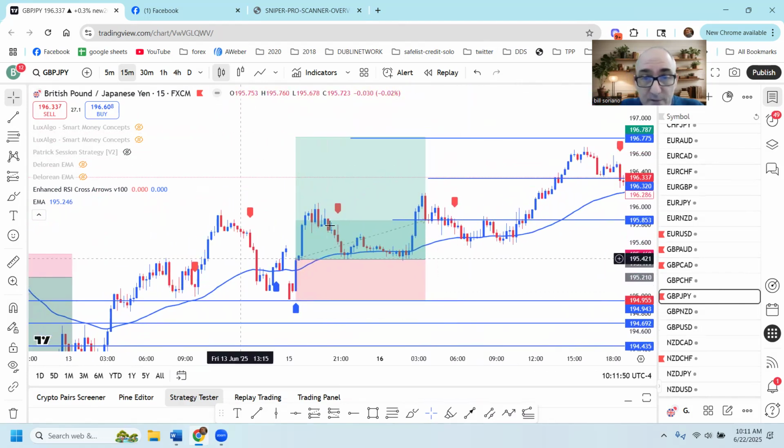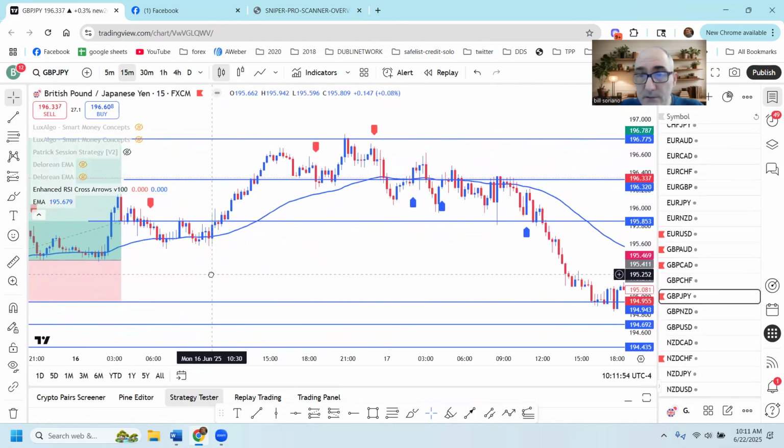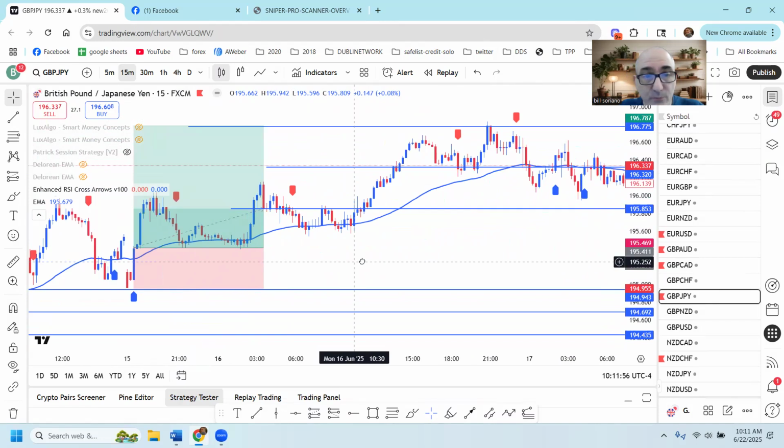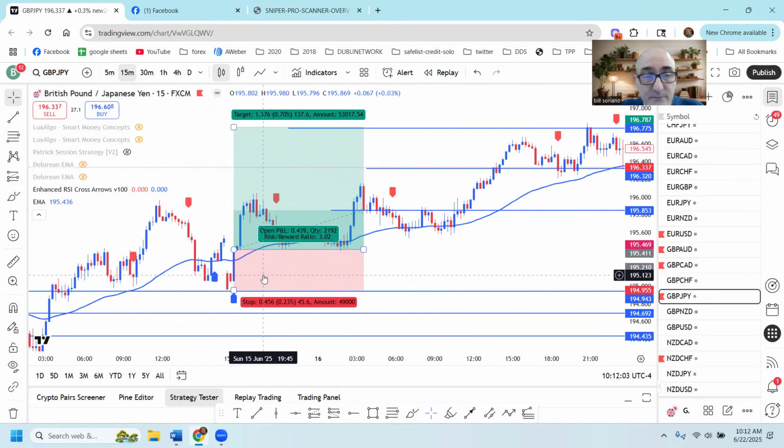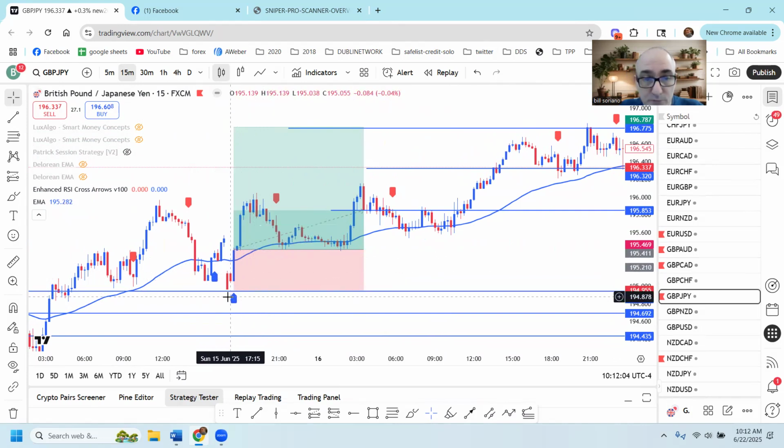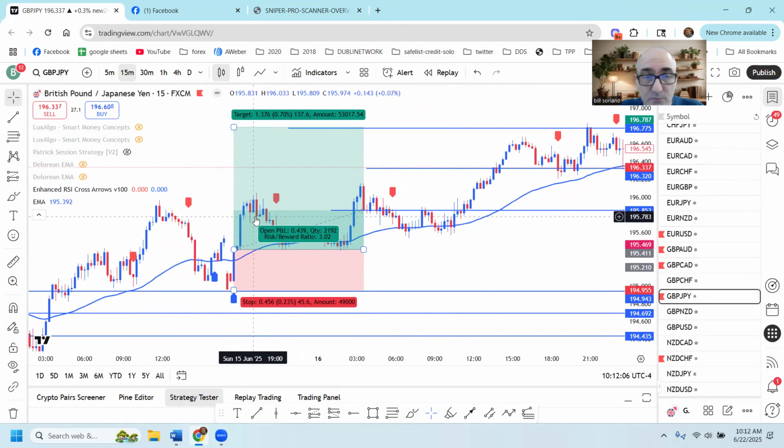Here's another one: a +1, a +2, a +3. It looks like it does get to a +3. So at +1, move it to break even. No, I'm sorry, reduce your risk by half at +1.